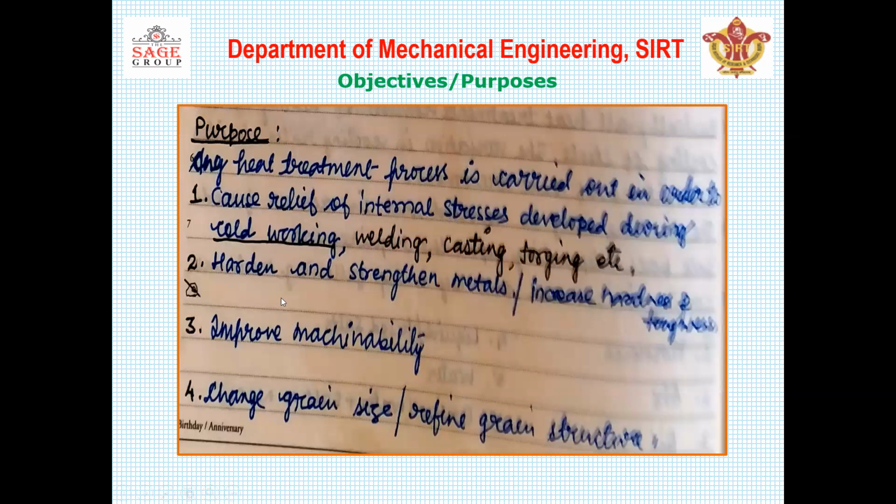Second is to harden and strengthen the metals. It means increase hardness and toughness as per the requirement. We want to increase the hardness and strength of the material. So, with the help of heat treatment process, these are possible. We want improved machinability. So, with the help of heat treatment process, now we can improve the machinability of the material. Refinement of the grain structure as per the requirement.